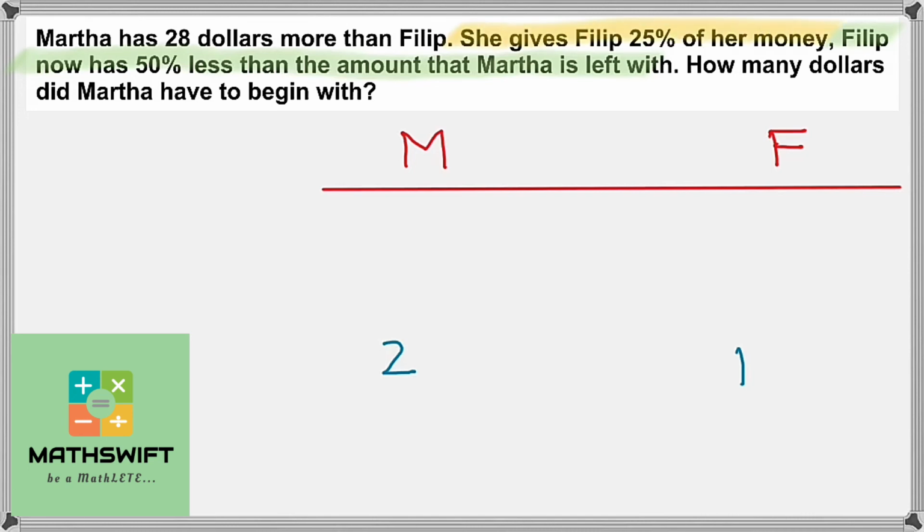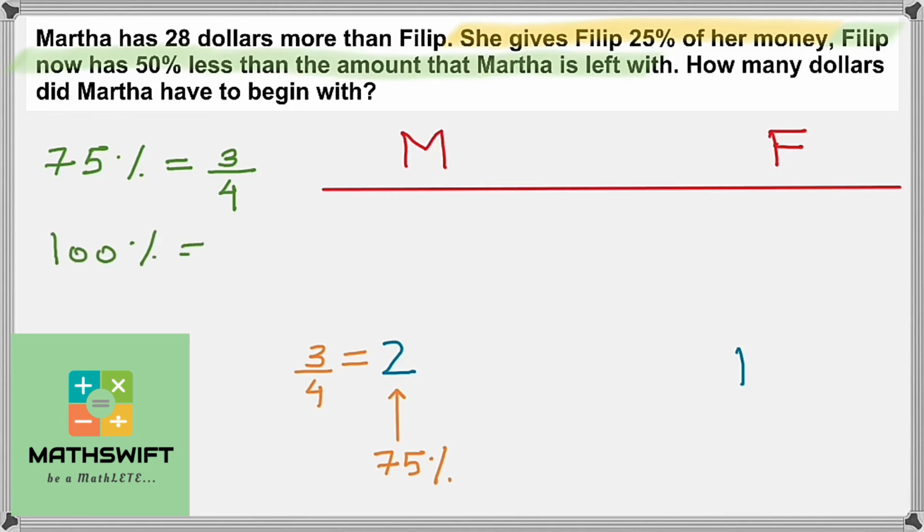Now, since 2 is the amount that Martha is left with, that is 75% or 3 by 4 of what she had, so what would be 100%? That is the amount she had before she showed signs of kindness. Now, to keep the calculation simple, can we multiply both the amounts by 3? Yes, we can, because that won't change the ratio, that is 2:1.